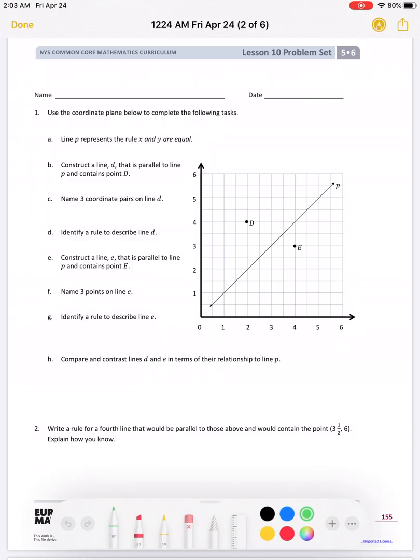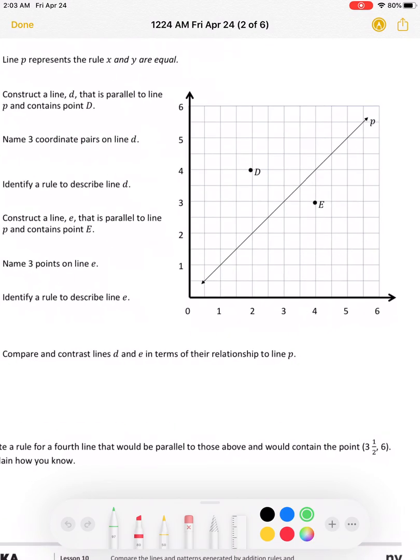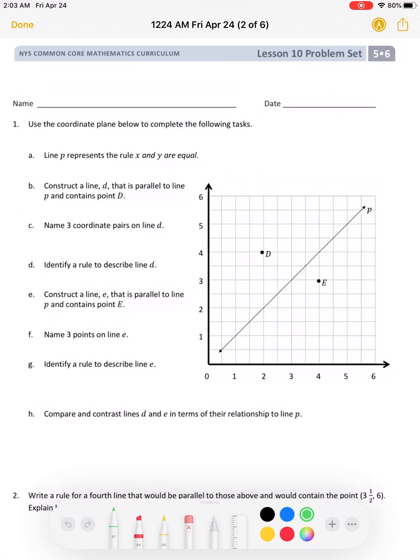Okay, let's read the directions together. Number 1 says use the coordinate plane below to complete the following task. First one, A. It says line P represents the rule X and Y are equal. So X equals Y. I'm going to write it on the side here. X equals Y.